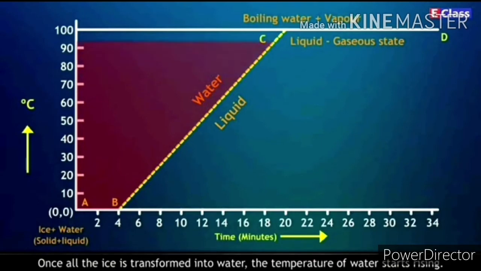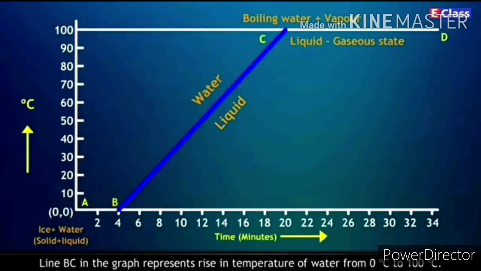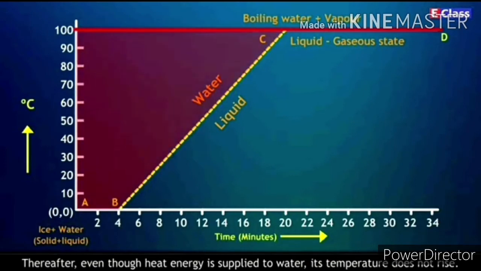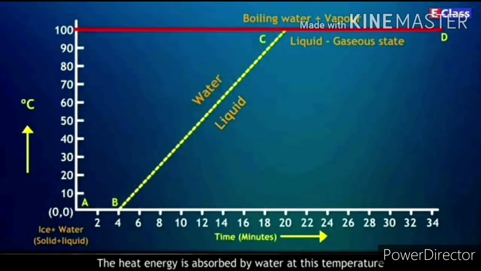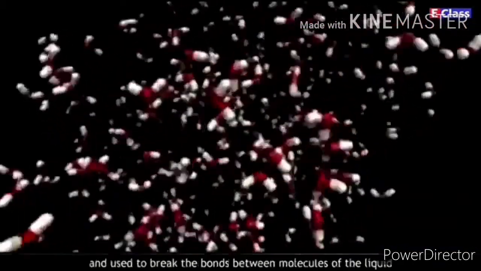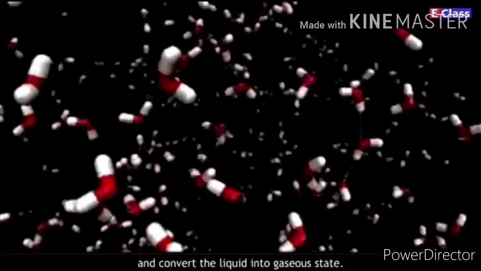Once all the ice is transformed into water, the temperature of water starts rising. It increases up to 100 degrees centigrade. Line BC in the graph represents rise in temperature of water from 0 degrees centigrade to 100 degrees centigrade. Thereafter, even though heat energy is supplied to water, its temperature does not rise. The heat energy is absorbed by water at this temperature and used to break the bonds between molecules of the liquid and convert the liquid into gaseous state.